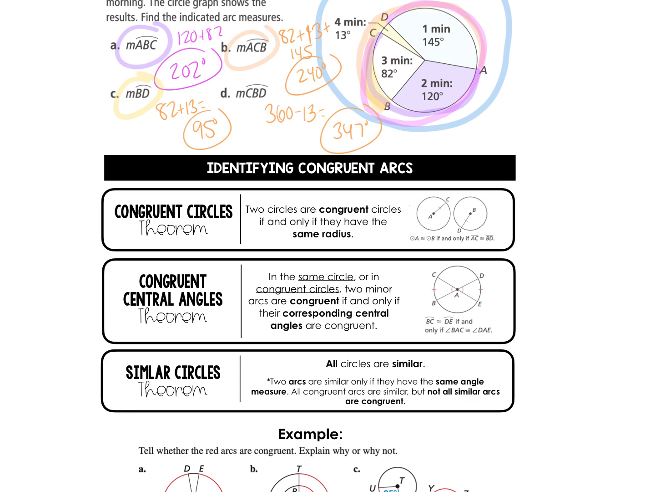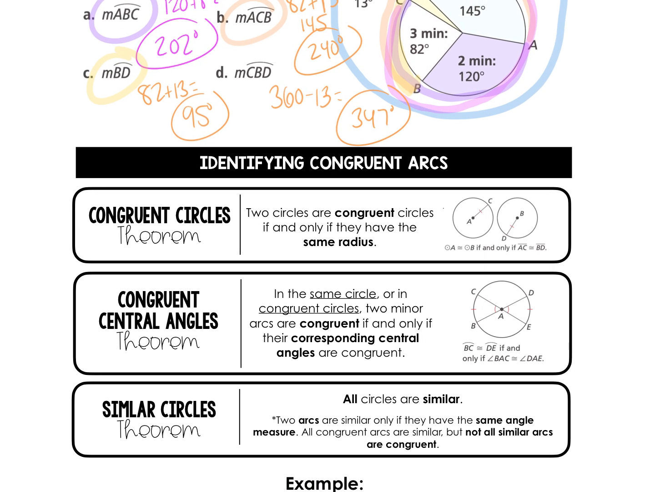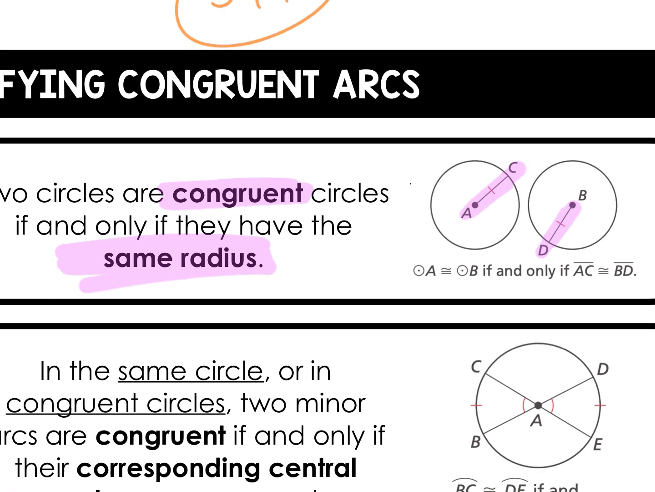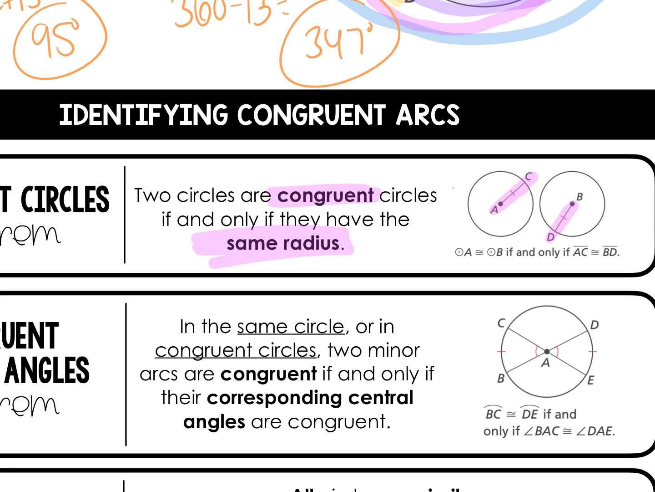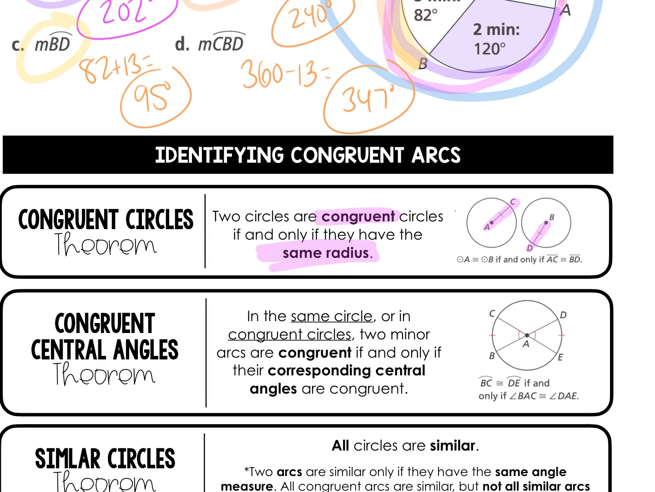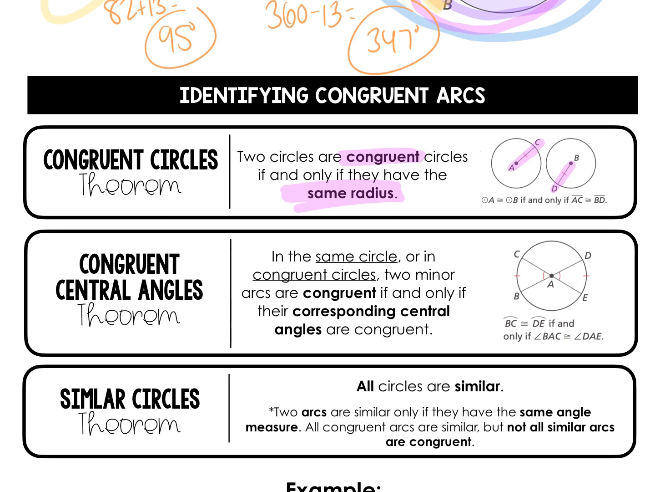So the first one is the congruent circles theorem. It says two circles are congruent circles, meaning same size and shape, if and only if they have the same radius. So the only way to be a congruent circle is to have the same radius. If you have the same radius, it's automatically congruent. So these radii are equal to each other. It shows you that on the diagram with the mark. So therefore, the circles are congruent. Or the opposite of that, if the circles are congruent, then the radii are congruent.